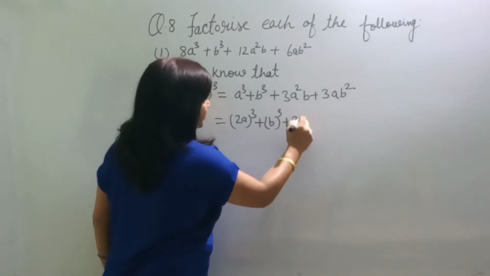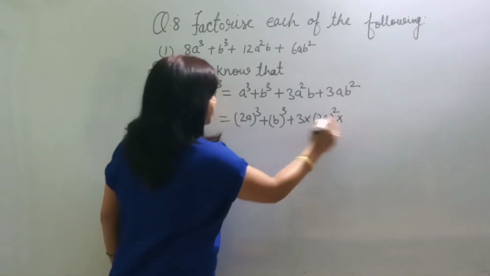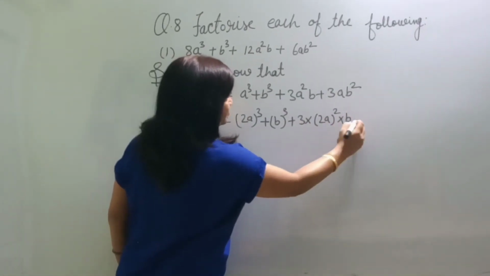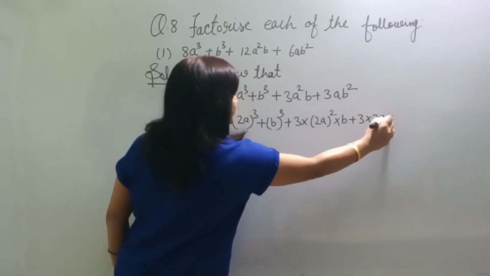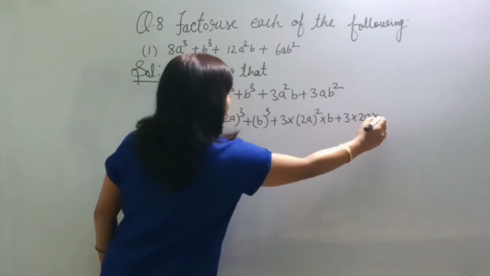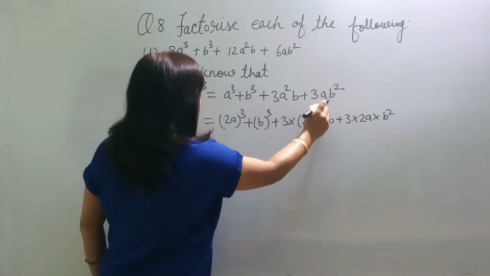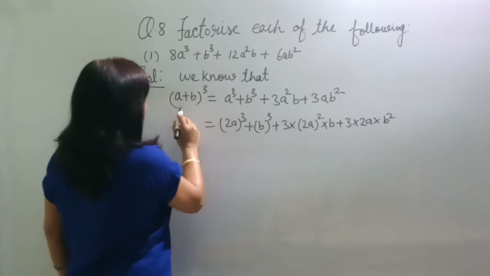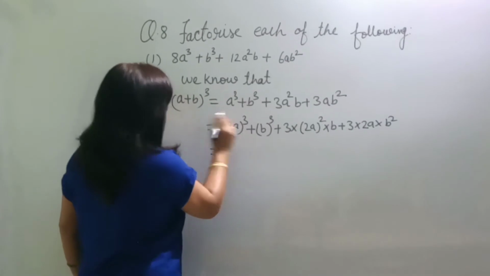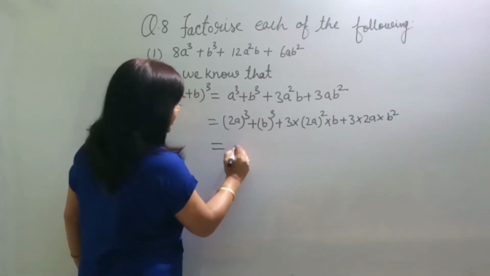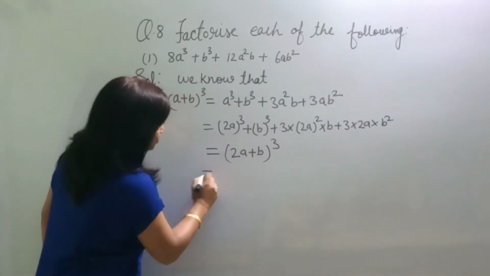plus 3 into a square, that means (2a) whole square into, in place of b will come, plus 3 into, in place of a 2a will come, into b square, that means b square. Now it is converted in the form of this expression. So here we can write (a plus b) whole cube because this equals this. So in place of a we will write 2a, plus b whole cube. Now we will do the factors.